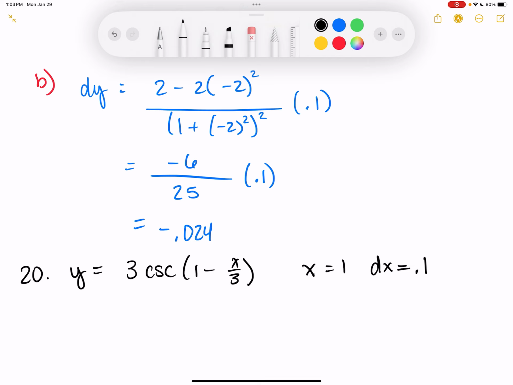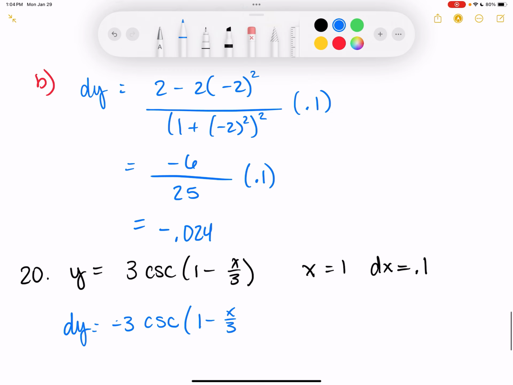Okay, so wait. There seems to be a chain rule. Is that a product rule? No. The 3 is just going to go out front. Right. Okay, so we can go ahead and say dy equals negative 3 cosecant cotangent. But notice it's cosecant of all of this, cotangent of all of that.